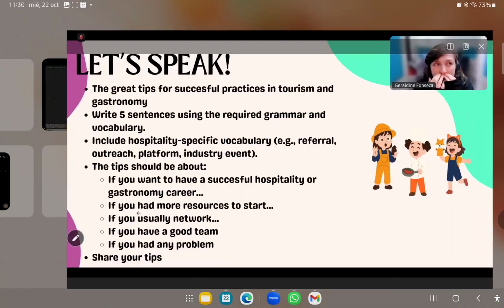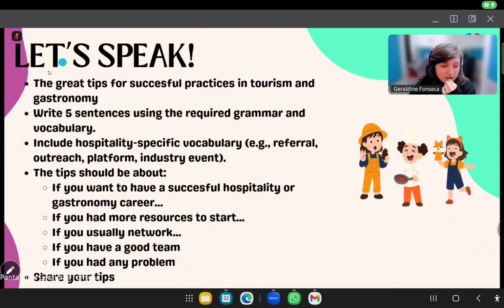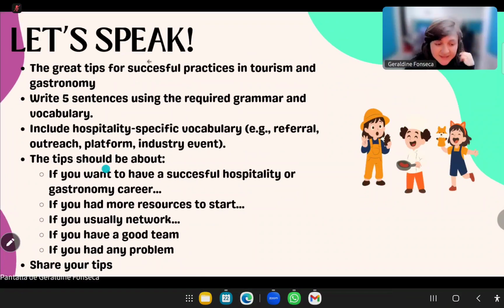So you are going to join breakout rooms for concluding this part. In this one, the idea is to present tips, okay? You're going to present tips for successful practices in the tourism and gastronomy area.